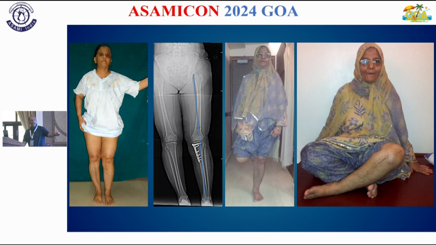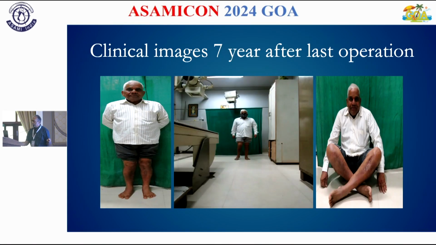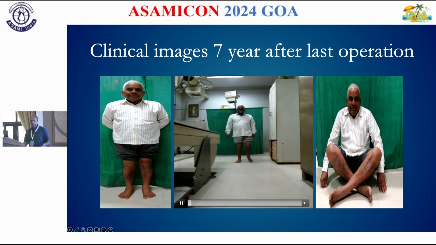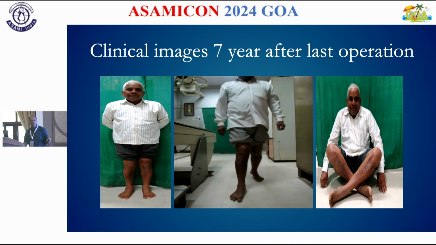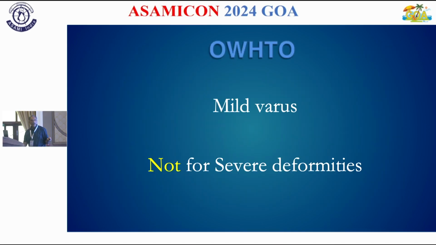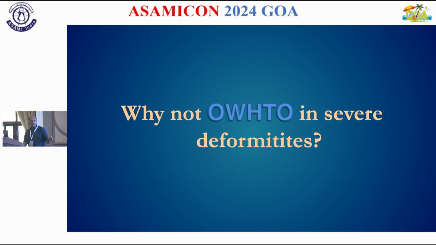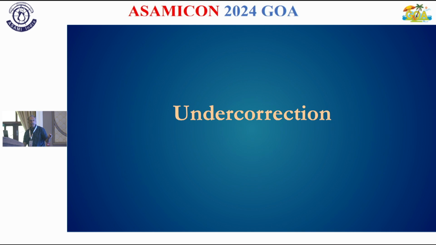So we can overcorrect these elderly ladies and they will do very well. Similarly, older folks can tolerate this well because it's a good implant, with bilateral surgery 7 years ago. But sometimes it's not the ideal indication if it's an intra-articular deformity. So it's best for mild varus, not for the severe deformities, as I showed you.